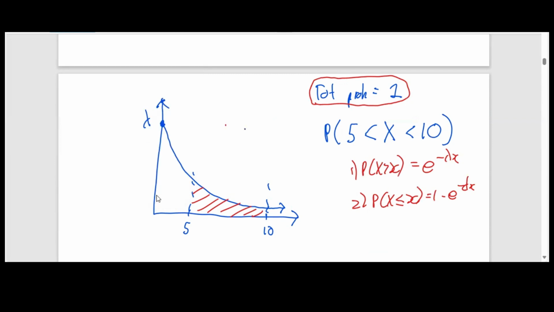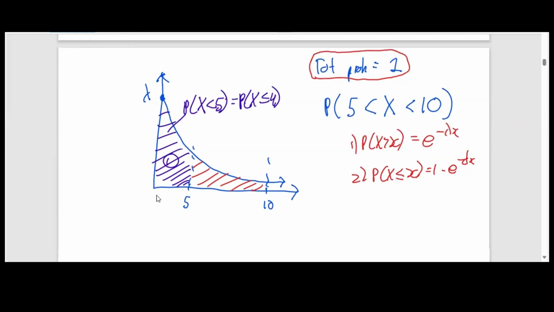I would try to carve out what I don't want. The first piece I don't want is this piece here. I don't need it. That would be the probability that x is less than 5. I don't need it. And writing that less than, I can make that into a CDF, so it'll be the probability x is less than or equal to 4. I don't need that, so I'll just write it here.